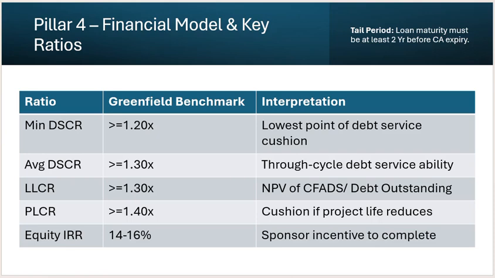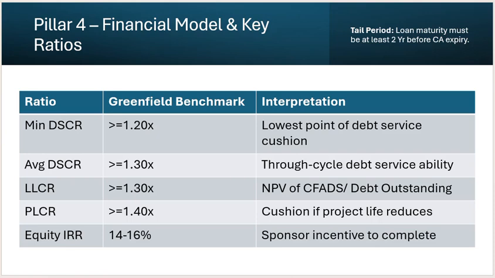So we can understand that the project life coverage ratio is more than the loan life coverage ratio, and the loan life coverage ratio is more than the average debt service coverage ratio, and the average debt service coverage ratio is more than the minimum debt service coverage ratio.